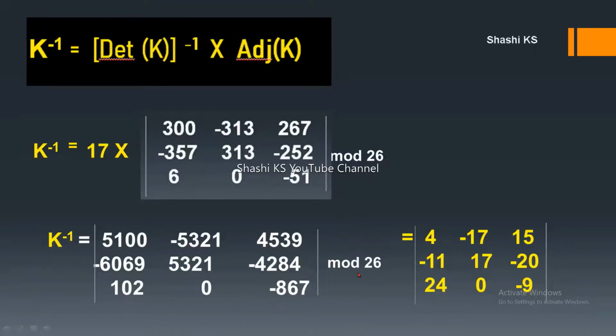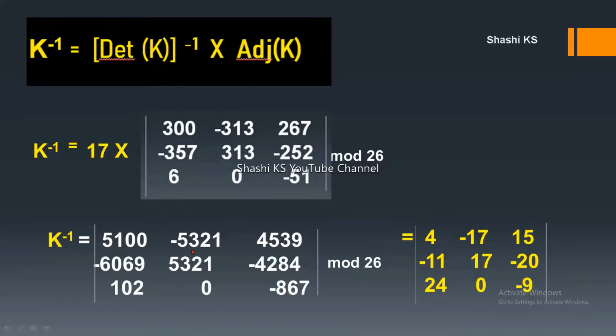Now we have to do the mod 26 operation on this resultant matrix. When you do the mod 26 operation, you have to remember it is not done the same way for positive and negative numbers. 5100 mod 26 you will do in the normal way. You will divide 5100 by 26, and the remainder of the division will be the value returned. So the remainder of 5100 divided by 26 is 4. So that is placed in the resultant matrix.